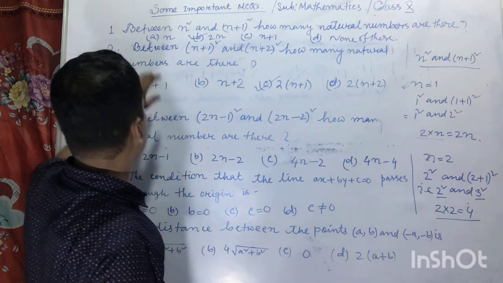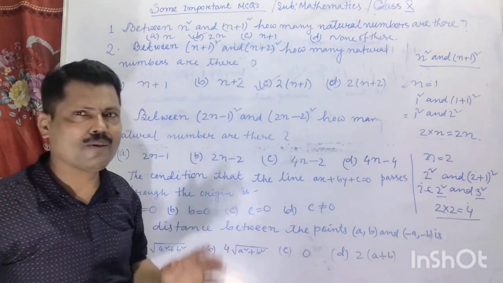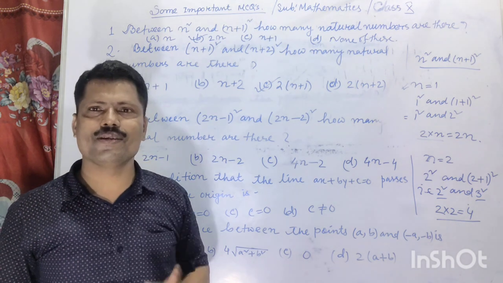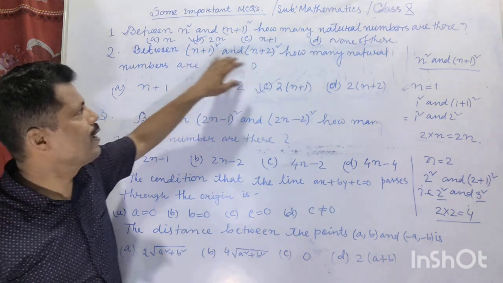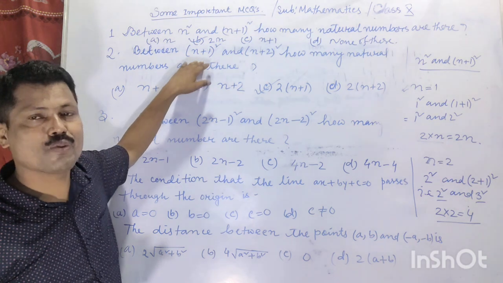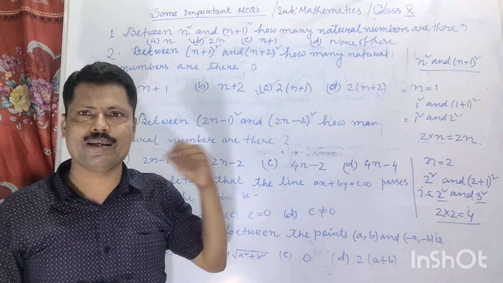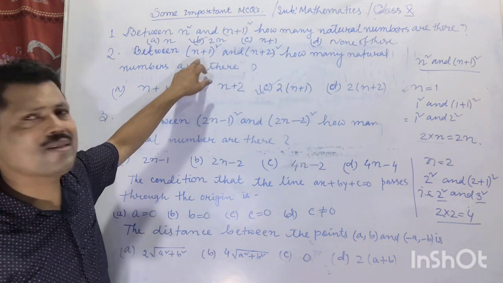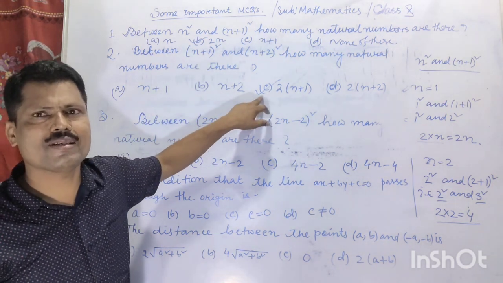Next one: between n plus 1 whole square and n plus 2 whole square, how many natural numbers are there? Here also we just have to observe which one is smaller and which one is greater. Obviously n plus 1 is smaller and n plus 2 is greater. In the case of a smaller number squared and a greater number squared, the number of natural numbers in between is 2 times the smaller number. Here the smaller number is n plus 1, so it is twice n plus 1. See here, option C is correct.